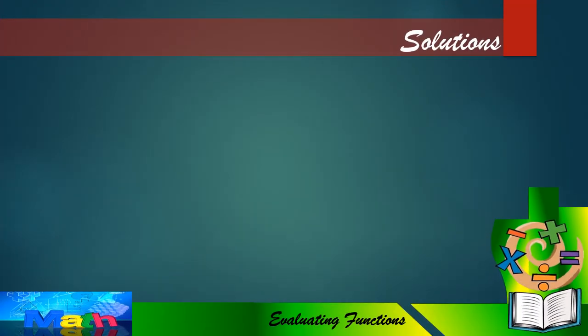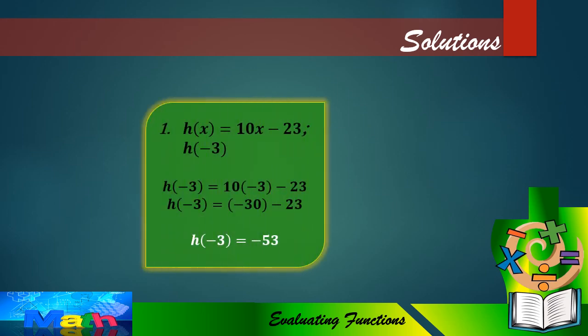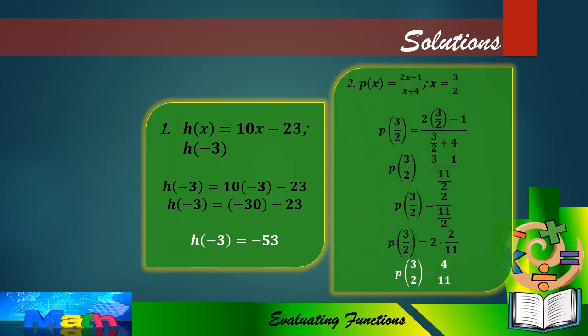Now, it's time to check your work. Kung ang sagot mo sa number 1 ay h of negative 3 equals negative 53, then you arrived the correct answer. Likewise, kung ang sagot mo naman sa number 2 is p of 3 halves equals 4 over 11, then your answer is correct. Kung nakuha nyo ang dalawang tamang sagot, then you're doing great job. Excellent.